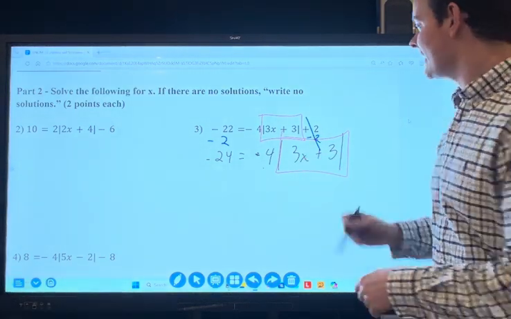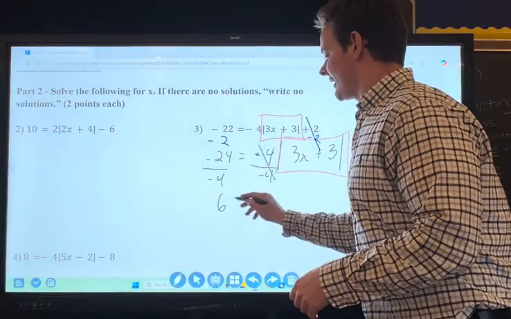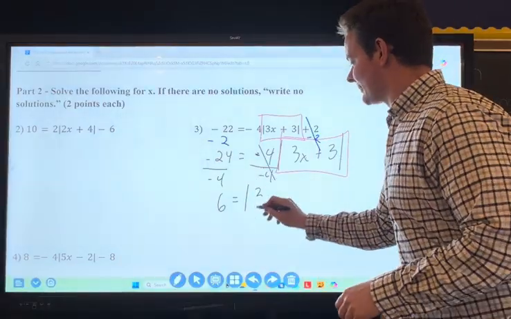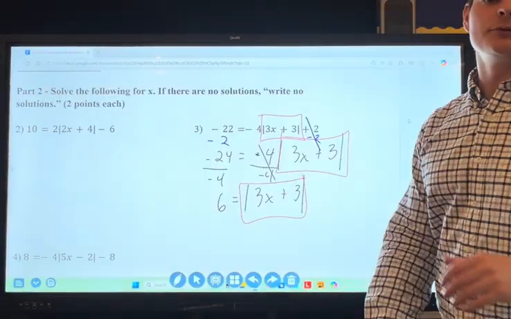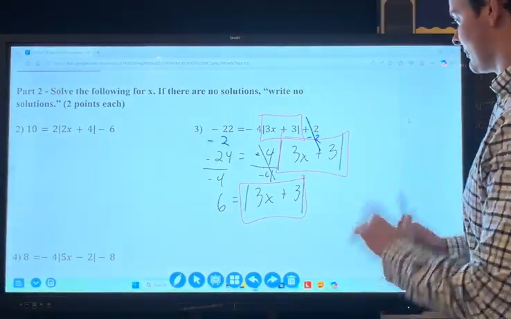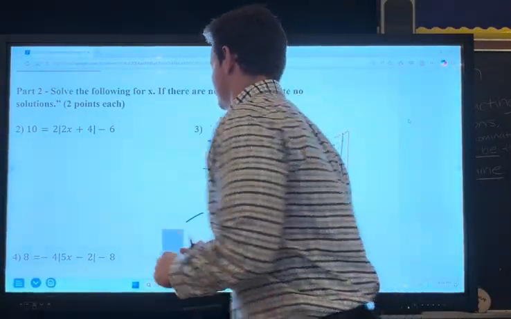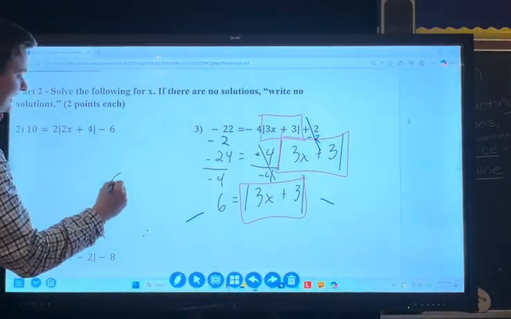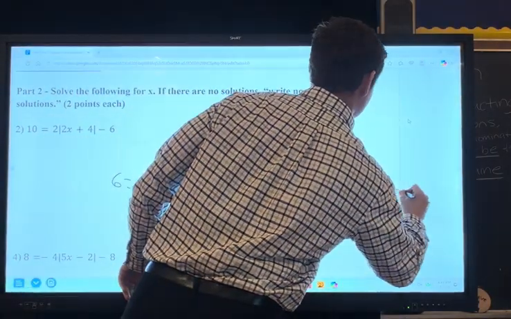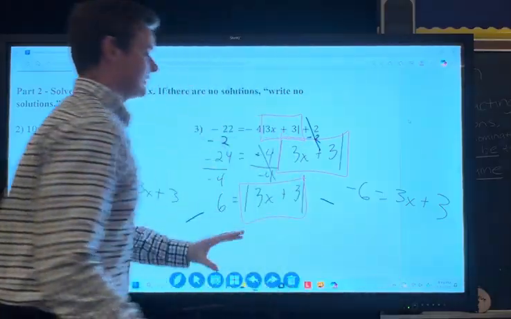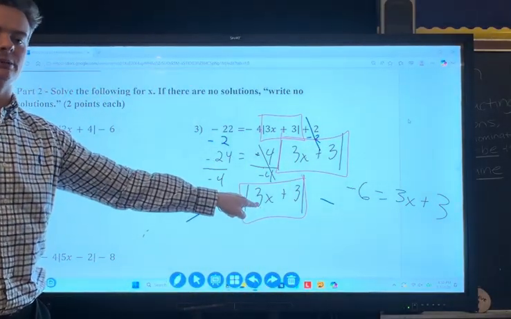To get rid of that, I'm going to divide by negative 4, divide by negative 4, and I get 6 equals the absolute value of 3x plus 3. My absolute value box is by itself, so I'm good. I can now split it up. 6, I'm going to do it up here so I have more space. 6 equals 3x plus 3, or negative 6 equals 3x plus 3. Because if this becomes a 6, I'm good, or if this becomes a negative 6, I'm good.